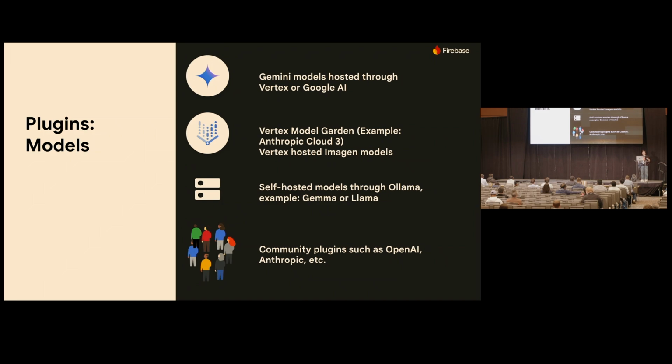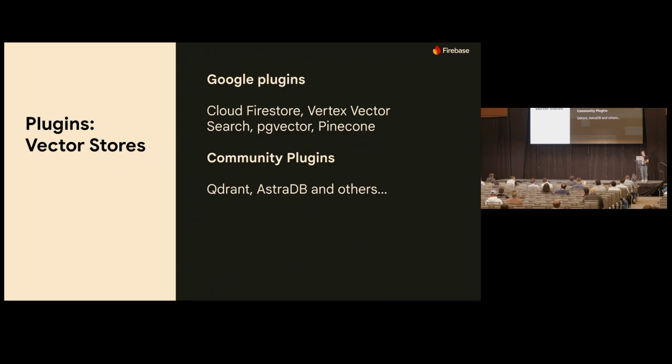So no matter what providers you want to build with, what models you're interested in trying, Genkit's open plugin ecosystem has you covered. And if you don't see the particular model you're interested in using available in the existing plugins, anyone can build one. I encourage you to contribute. As far as vector stores go, we have official support through plugins for Cloud Firestore, Vertex Vector Search, PG Vector on Cloud SQL, and Pinecone. And we also have community plugins for Qdrant, AstraDB, and multiple others.